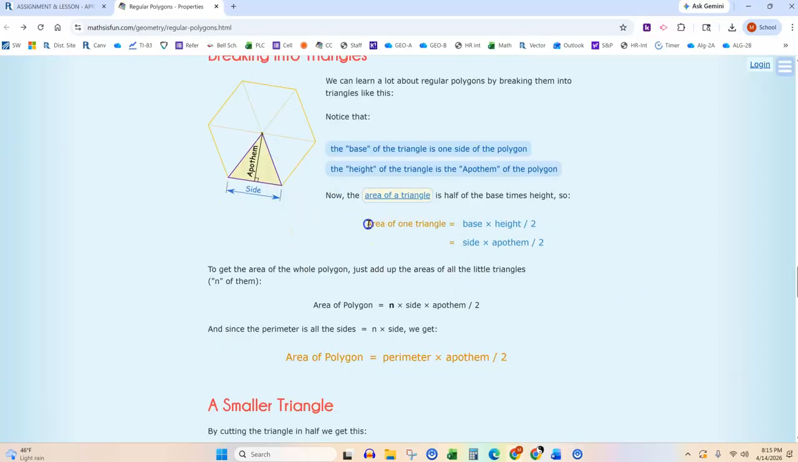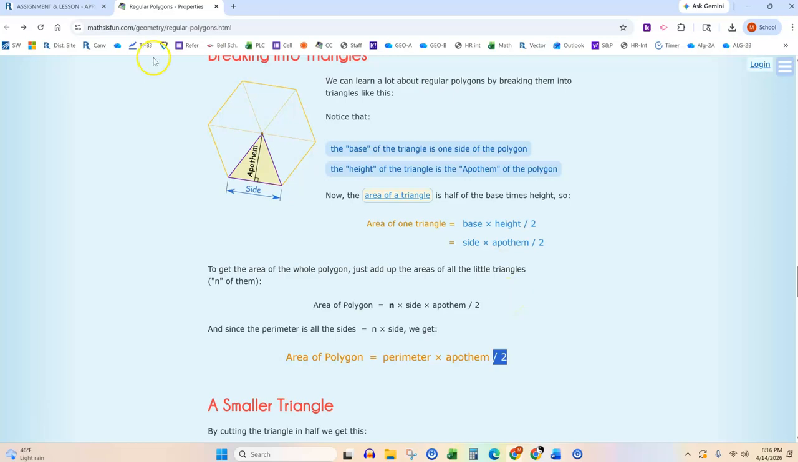So what we could do is get the area of one triangle, and whatever the area of that is, the others would be the same, and we could multiply it by 6. Or the formula that they have here is you can take the perimeter, which is the length of all the sides together. So you take this side and multiply it by 6, in this case 6 sides, then multiply it by the apothem, and divide the result by 2. Okay, so let's see how that works.